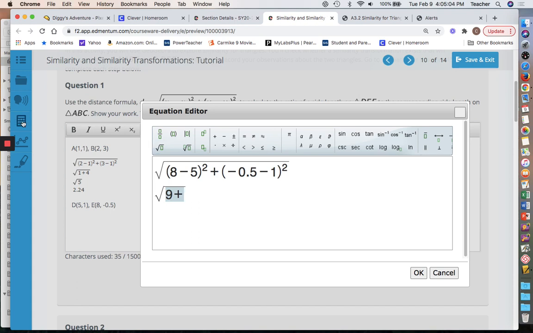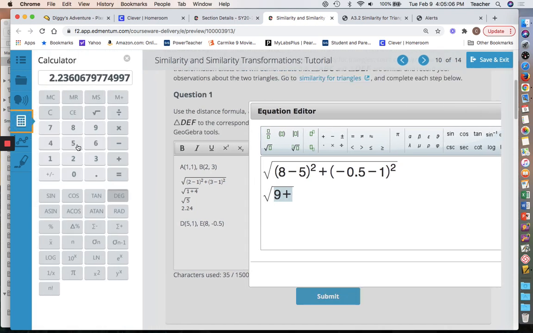Square that. I'm not sure what that one is. Probably 2.25, something like that. Negative 0.5 minus 1, square that. Right there. Hey, I was right, 2.25.